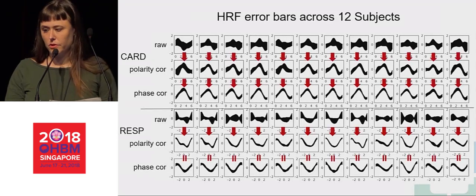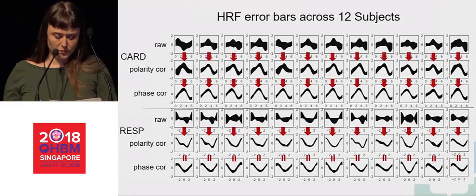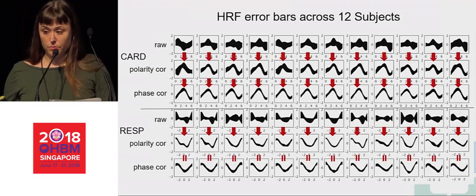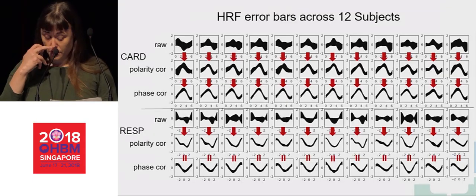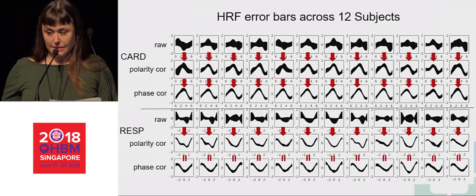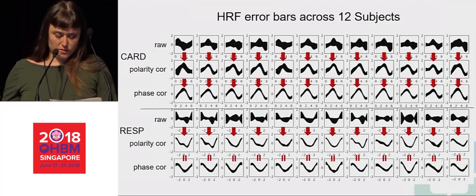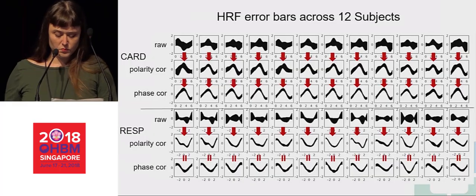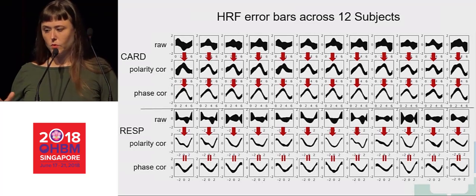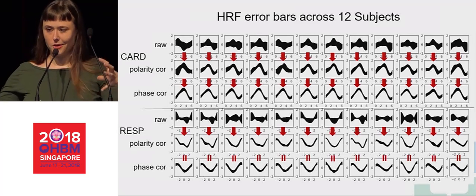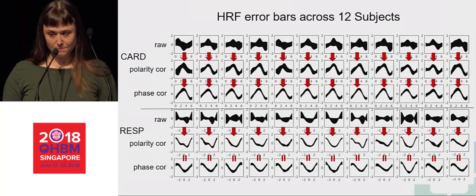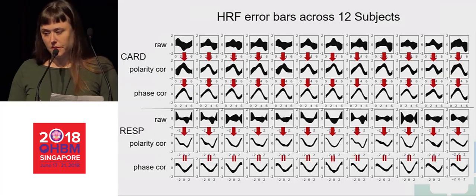Then in the second and fifth rows, that's where we applied the polarity correction. The variation is clearly reduced in both the cardiac and respiratory HRFs. This is especially noticeable in the respiratory HRFs. You can really see that the banding pattern is weakened or even eliminated, and the standard deviation is greatly reduced. So what this is showing is that the correction is lining up the HRFs. They're becoming more similar.